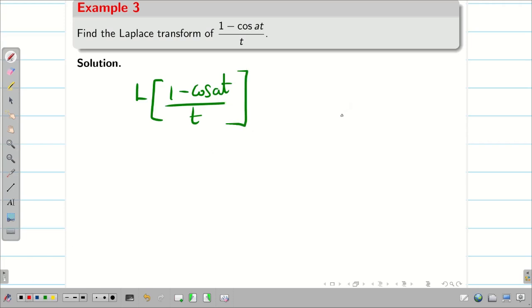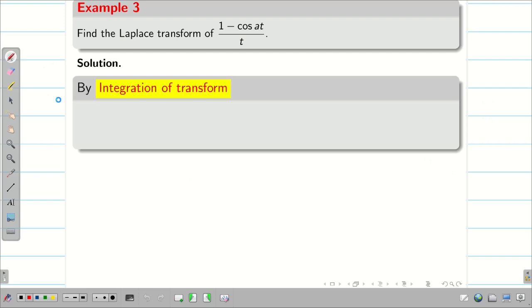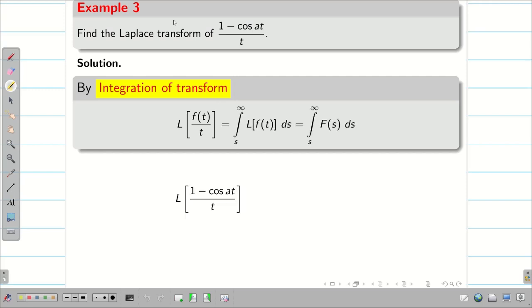And a very important thing, we set two sufficient conditions for existence of Laplace transform. L of cos a t by t, I cannot find the Laplace transform because it violates the condition. This is an MCQ. Just remember this. Now first write the formula because we have denominator t. By integration of transform we get L of f of t by t is integral s to infinity capital F of s ds. So L of 1 minus cos a t by t, I can rewrite this as integral of L of 1 minus cos a t ds.